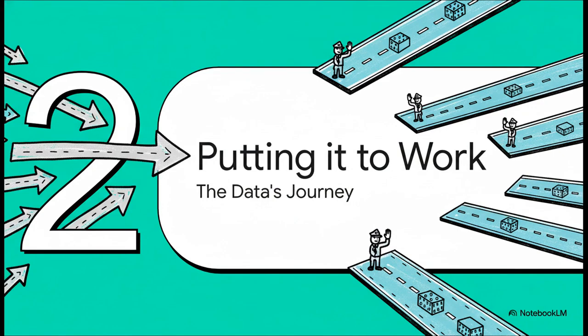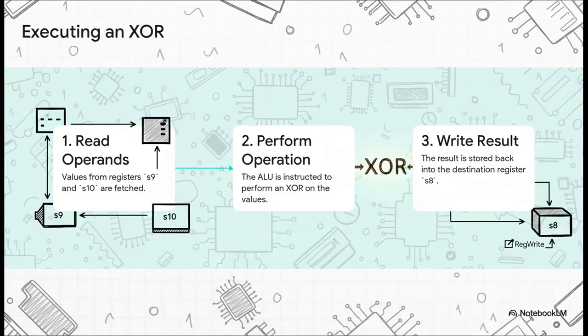Okay, so the control unit has sent out all the signals. Now what? Well, now those signals act like little traffic cops, directing the flow of data through the processor's internal highways, what we call the data path. Let's see how that works. So it turns out our number, 0x01ACCC3, is actually the machine code for the command XOR S8, S9, S10.